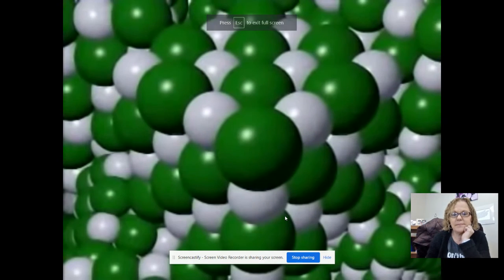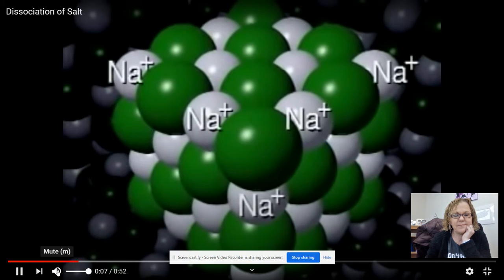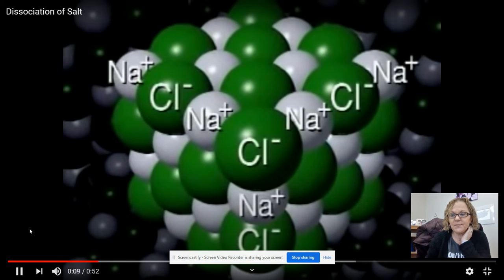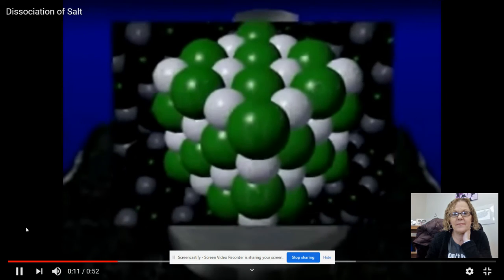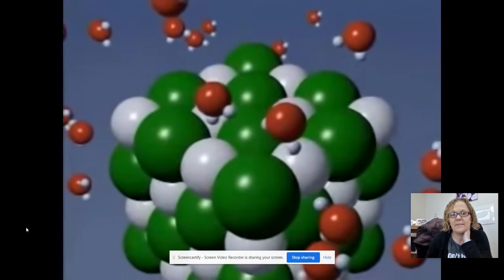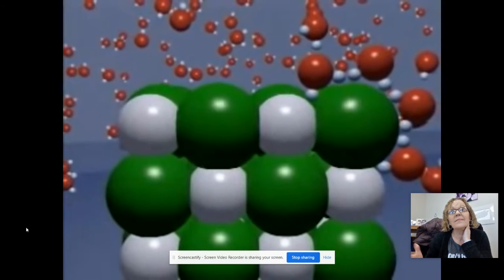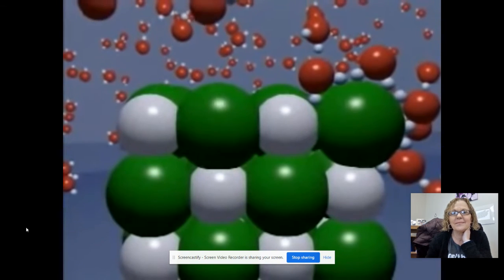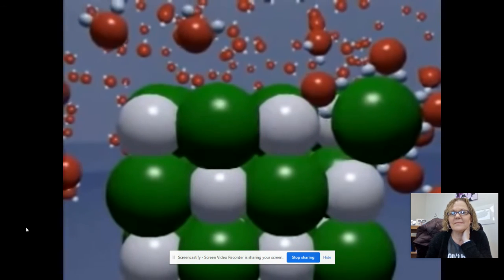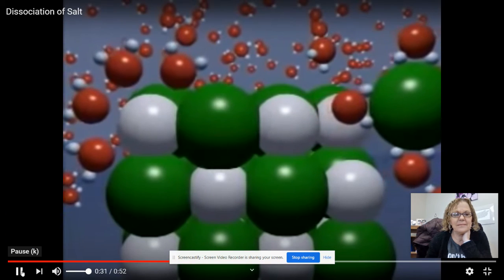Sodium chloride crystals are held together by attractive forces between the positively charged sodium and negatively charged chloride ions. When a crystal of sodium chloride is placed into water, the hydrogen ends of polar water molecules attract the negatively charged chloride ions and gradually surround them. Likewise, the oxygen ends of water molecules are attracted to and surround.